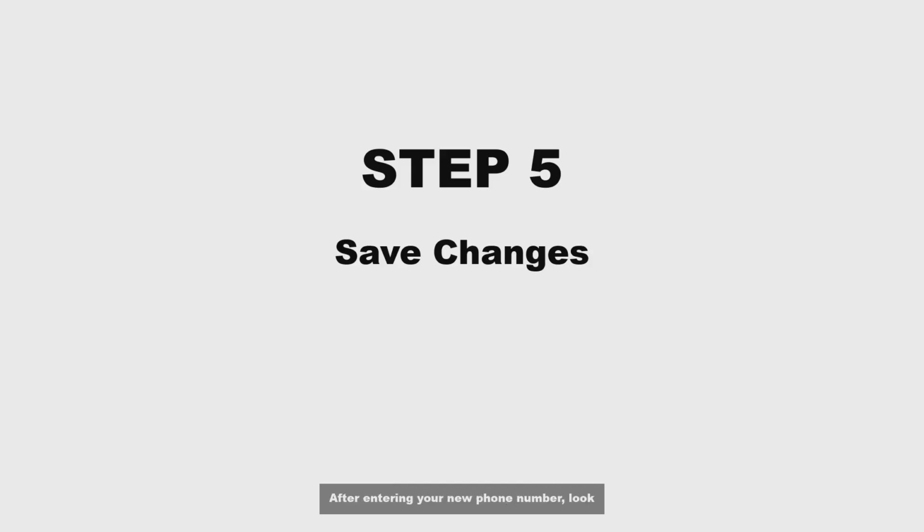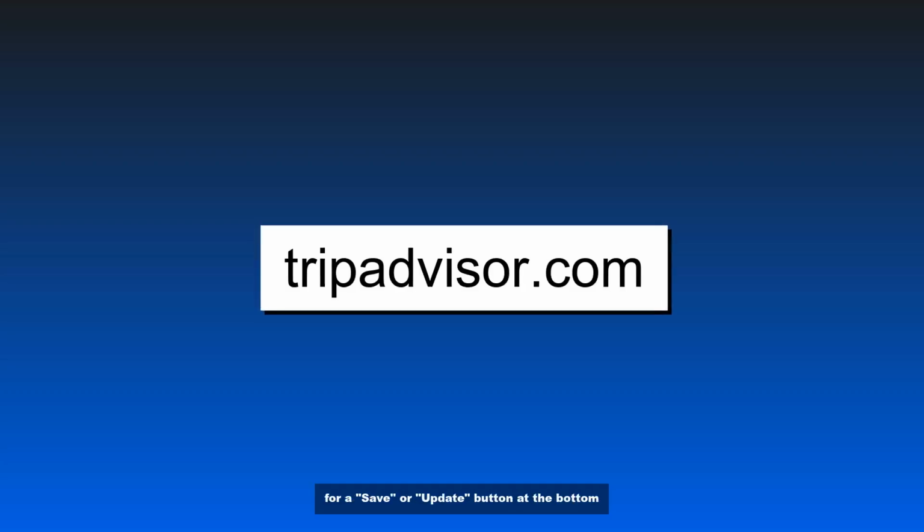Step 5. Save changes. After entering your new phone number, look for a Save or Update button at the bottom of the page. Click this button to ensure your changes are saved successfully. Now your phone number is updated on TripAdvisor. Regularly check your account settings to keep your information current.